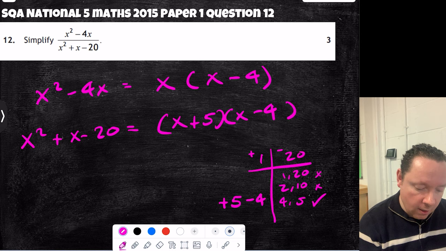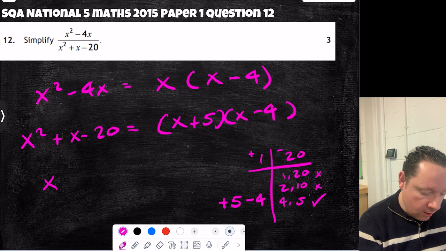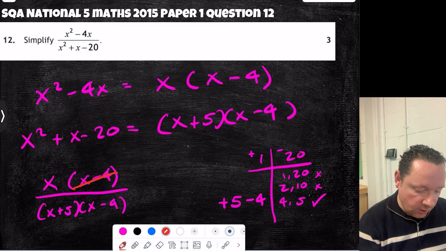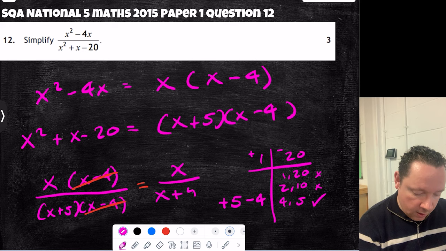So now we can simplify it. We just say x over x minus 4 on the top over x plus 5, x minus 4. And now we've got the same thing top and bottom, x minus 4. So they can just be cancelled like this to leave x on the top and just x plus 5 on the bottom. Do not try and cancel the x's here. That's not going to work. That's you finished. You're done.